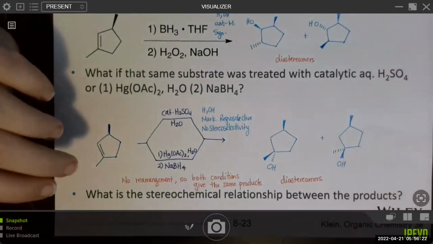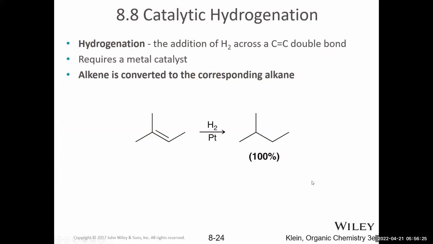Let's go back to the slides. So next we're going to talk about catalytic hydrogenation. Hydrogenation is a reaction where we're adding 2 hydrogens across a double bond. It does require a metal catalyst, and some common catalysts are platinum, palladium, and even some other catalysts like ruthenium or different metals can be used. The alkene is converted to the corresponding alkane by reduction of this pi bond.